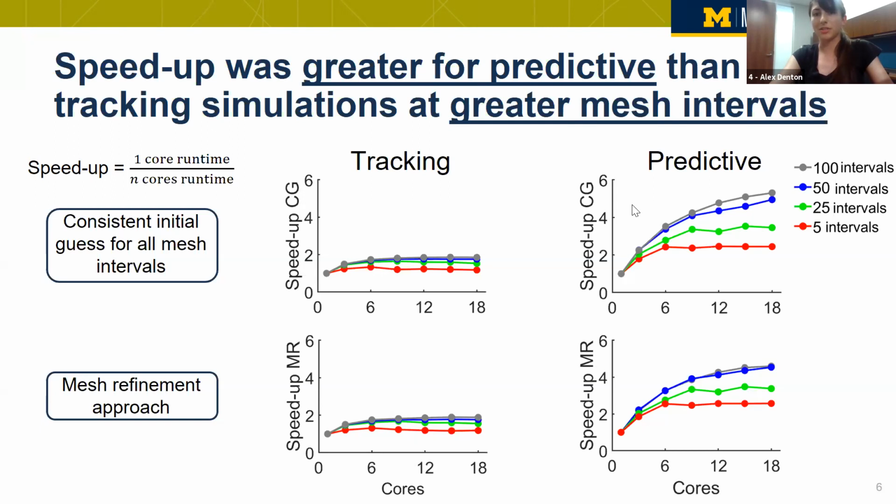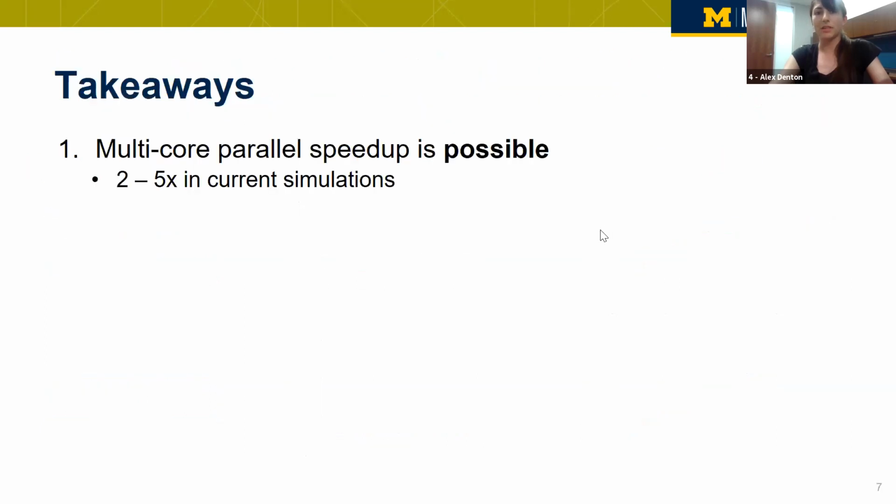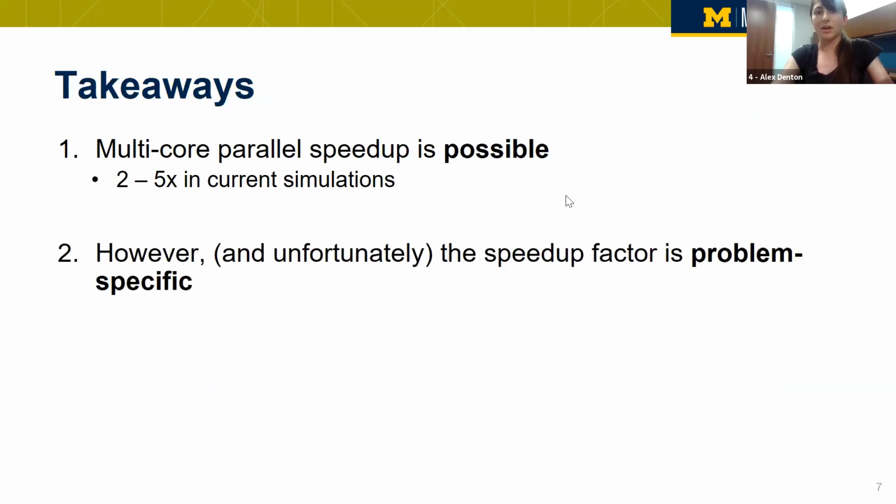For both types of simulations, most of the speedup was achieved by about 9 cores, with little meaningful speedup beyond this point. Results indicate multi-core parallel speedup is possible, with a 2 to 5 times speedup observed for the current simulations. Although multi-core parallel processing can lead to a potential speedup, this unfortunately seems to be problem specific. The impaired speedup for the tracking simulations relative to the predictive case is likely due to the communication overhead associated with the tracking terms in the cost function.